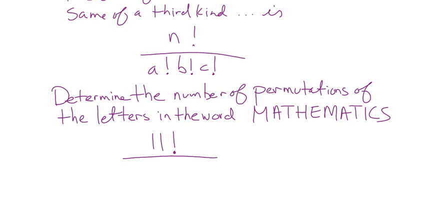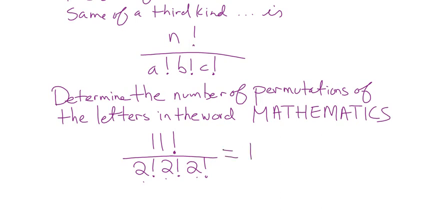So there are 11 factorial arrangements, but there's two m's which we can't tell apart, right? So m's, two of them, what do I divide by? 2 factorial. How many a's are there? So we divide by 2 factorial. How many t's are there? So we divide by 2 factorial. Okay, that's for the m's, that's for the a's, that's for the t's. How many H's? How many E's? We already did the M's, the A's, and the T's. How many I's, C's, and S's? Just one of each, right? So this is what we work out. 11 factorial divided by 2 factorial, 2 factorial, 2 factorial.